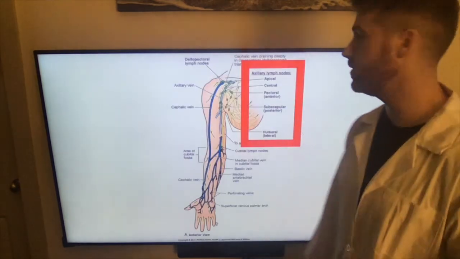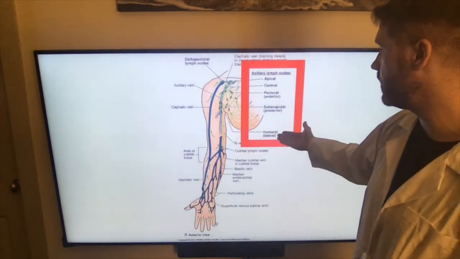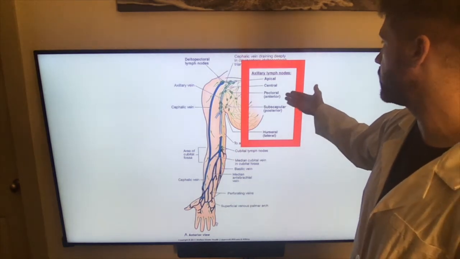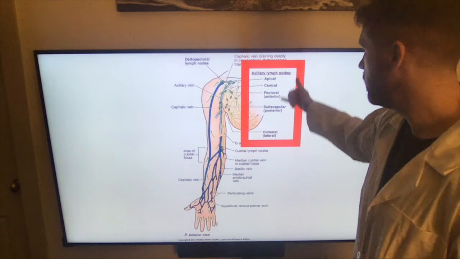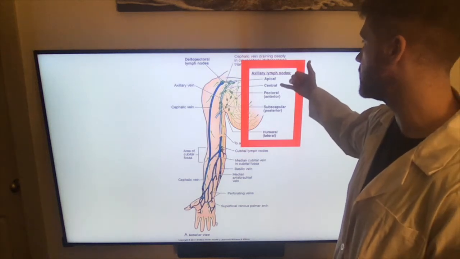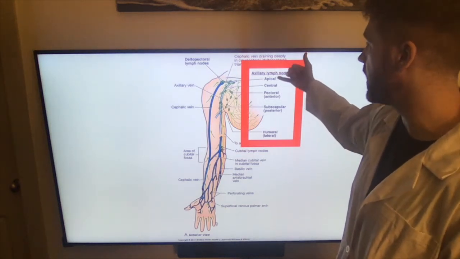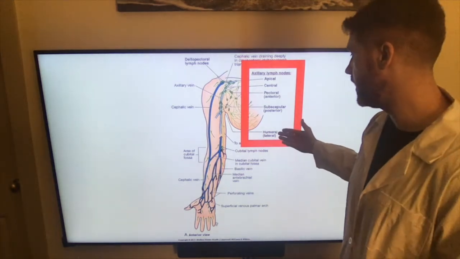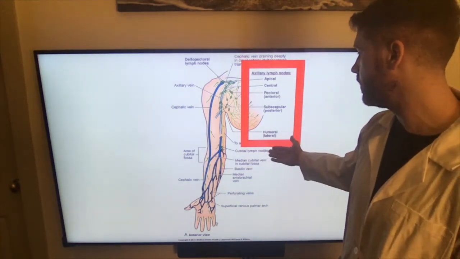The axillary lymph nodes consist of the humeral or lateral lymph nodes, subscapular or posterior lymph nodes, the pectoral or anterior lymph nodes, and all three of these drain into the central lymph node group, and then eventually the apical lymph node group. The humeral or lateral lymph nodes receive lymph from the cubital or epitrochlear lymph nodes and most of the arm.